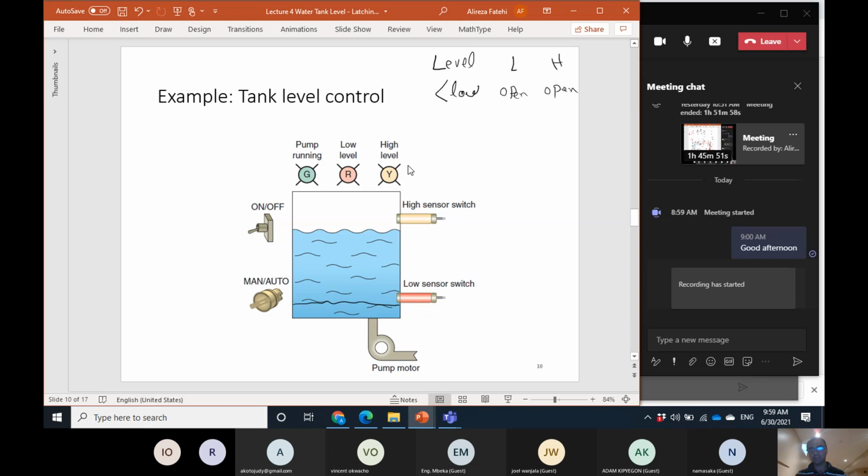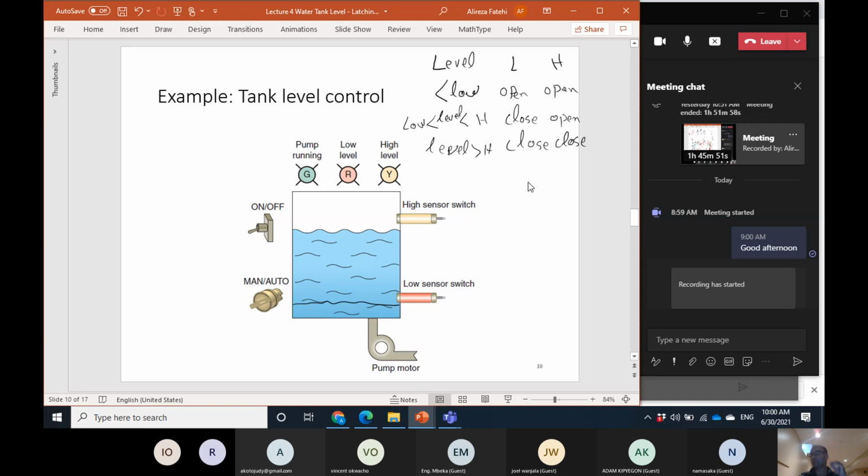Okay, let me write completely. If the level of the water is higher than the low sensor switch, so it is more than low, but less than high, this is closed and this is open. And if the level is more than high, both of them are closed.